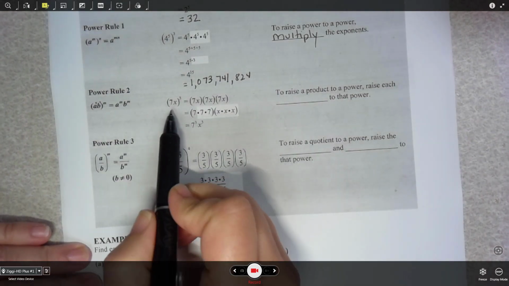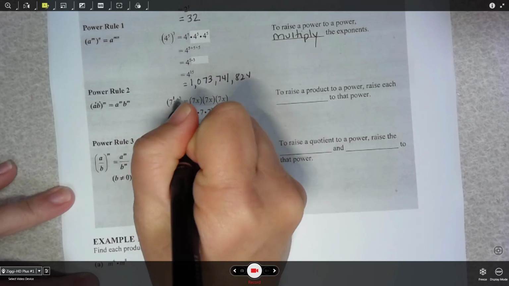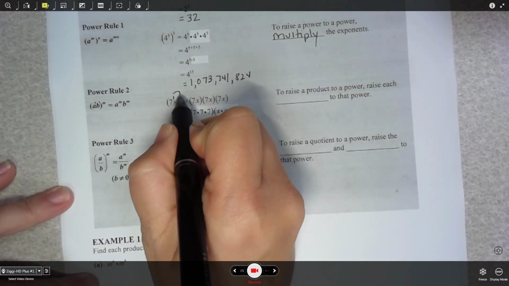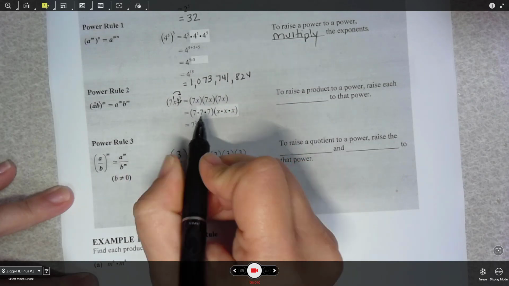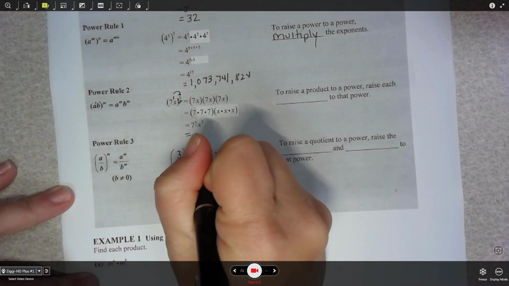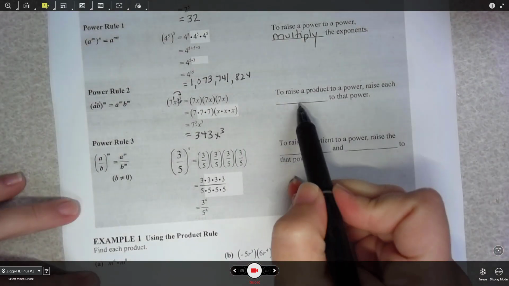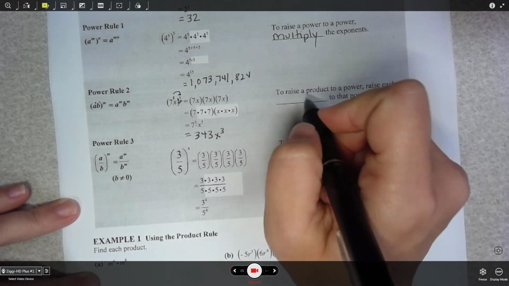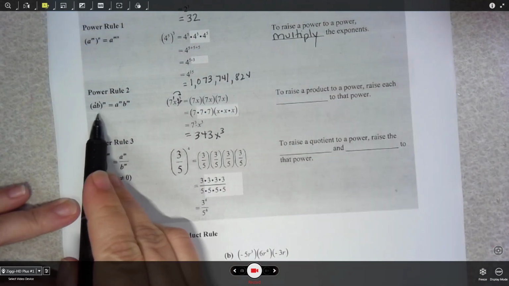So an example would be if I had 7x and then raised to the 3rd power. So remember this 7 has an understood exponent of 1 and this x has an understood exponent of 1. So if I say 1 times 3, I would get 7 cubed. And then once again, 1 times 3 would give me x cubed. And then if I evaluated the exponent on the 7, that would give me 343x cubed. So to raise a product to a power, raise each factor to that power. You're going to do the same thing you did up here, multiply any exponent that's inside.